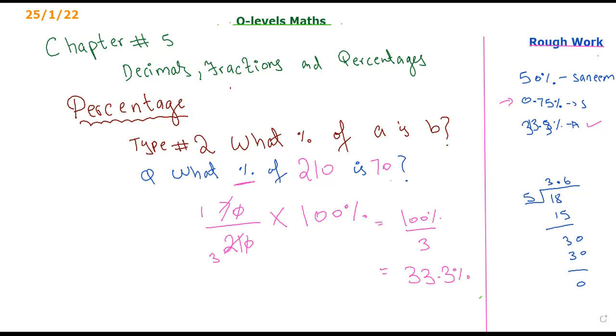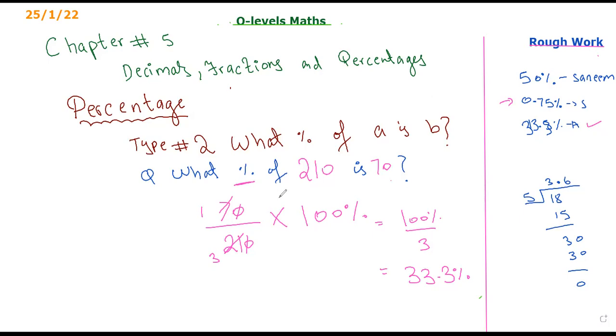Is it clear? Saneem, Sharia, Turhan, is it clear? Yes. Sharia, are you okay with this? Yes, ma'am, I get it now. Are you sure? Do you want me to do another example? No, I just get it now.